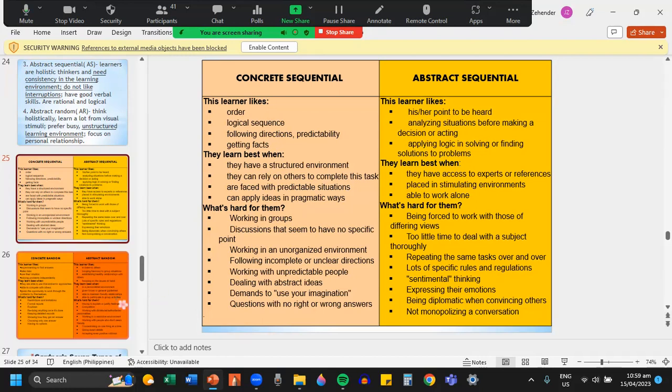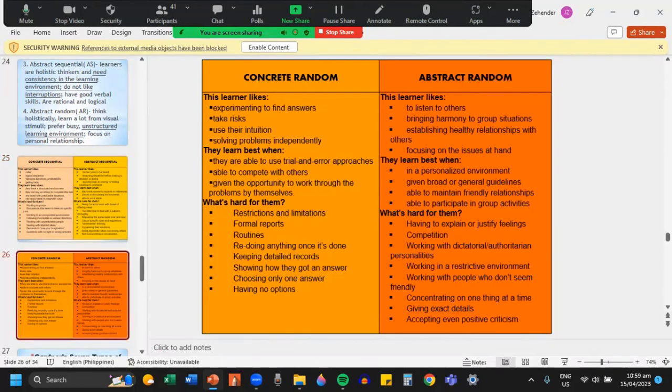So, next table, we have concrete random, when compared to abstract random. You may read this on your own, especially when you are reflecting on your learning style.